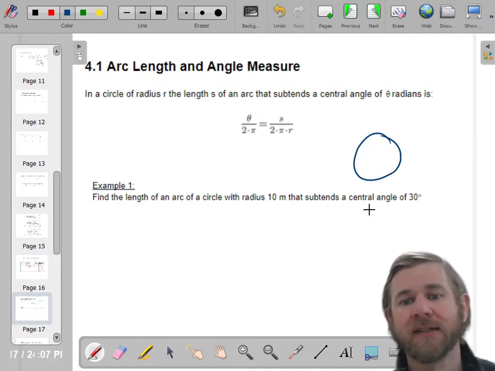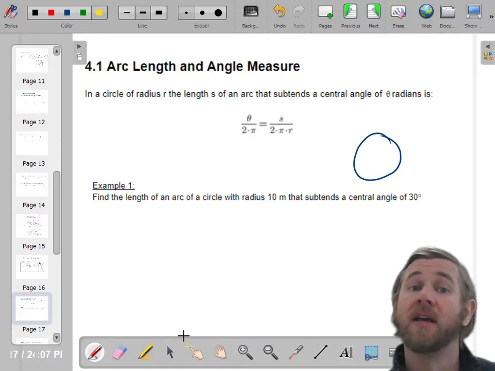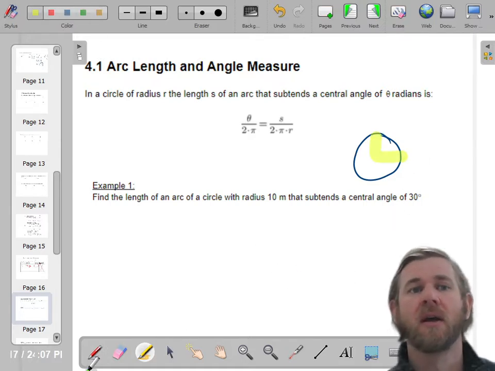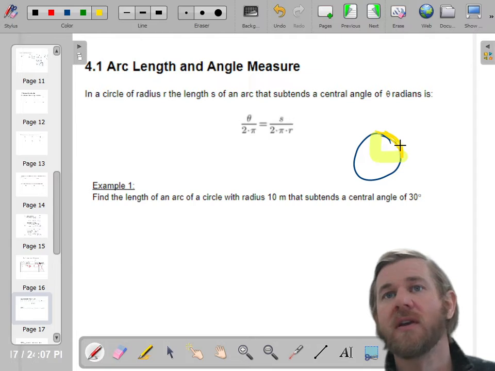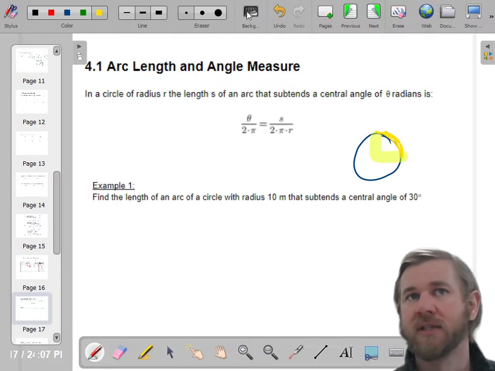It's some fraction of the circumference. If you have the whole circumference, and I said, well, if the angle is a quarter, hopefully it makes sense to you then that the arc length would be a quarter of the circumference. If the angle is a quarter of the circle, then the arc is a quarter of a circle. That's what this proportion is telling you.